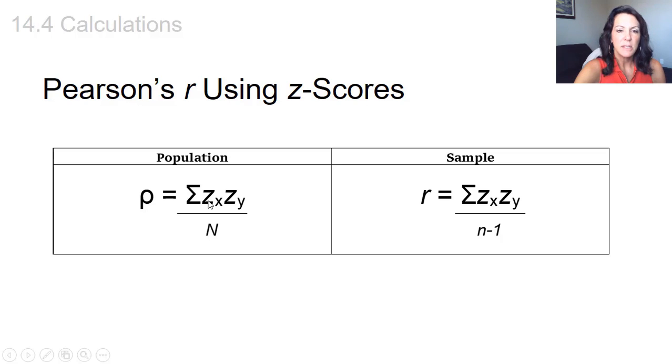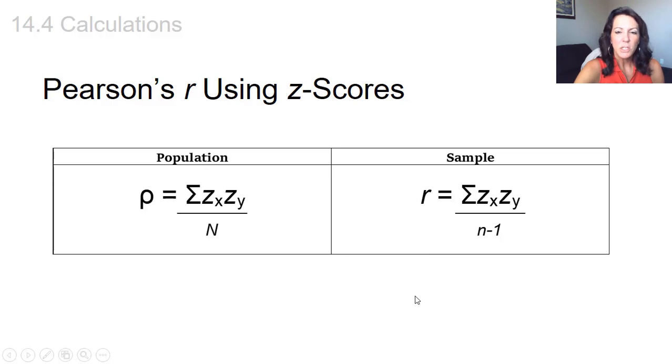It says take the z-score for x times the z-score for y, and then sum up all those products divided by n. Simple enough. And the sample is denoted by the lowercase r, and it's everything the same except for, again, degrees of freedom, n minus 1, to make that adjustment because we don't know the variance in the whole sample. So here we go.